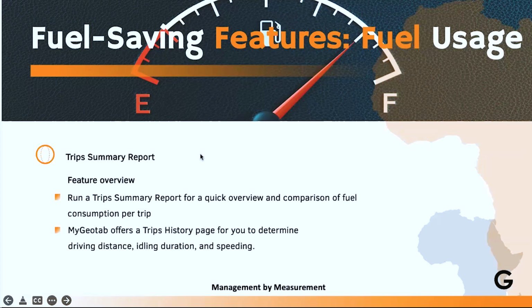Another very simple, self-explanatory feature or report that you can pull is the trip summary report. With this feature, you can basically run a trip summary to compare fuel consumption for each trip. Before we move on to the last bit of our session, I will be playing you another video that sums up the functionalities or the features that I just mentioned.